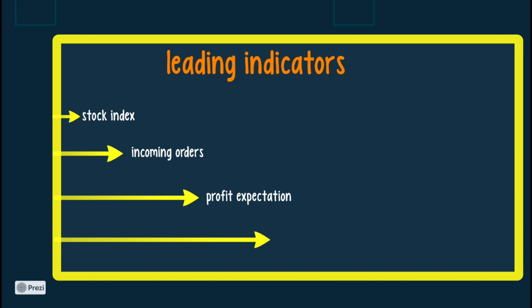Another leading indicator is surveys of companies or consumers. In these surveys, companies or consumers are asked about their personal assessment of future economic development. The results of these surveys can be used to create so-called business climate or consumer climate indices. Positive business or consumer climate indices indicate positive economic development, while negative indices suggest an impending negative economic development.